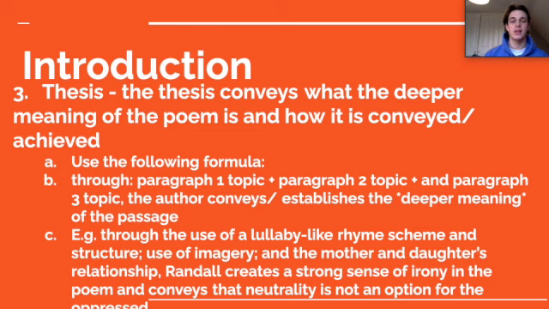So, it's clear that we separate these with the semicolon just so it's really, really obvious to the examiner that we've partitioned our ideas and that we've met the assessment criteria, in that we've structured it very carefully. So, through the use of a lullaby-like rhyme scheme and structure, use of imagery, and the mother and daughter's relationship, Randall creates a strong sense of irony in the poem and conveys that neutrality is not an option for the oppressed. So, like I said, imagine this is a bit of an equation and we say this plus this plus this equals the deeper meaning, equals what the poet wants to convey, communicate.